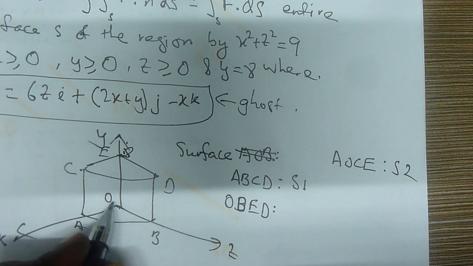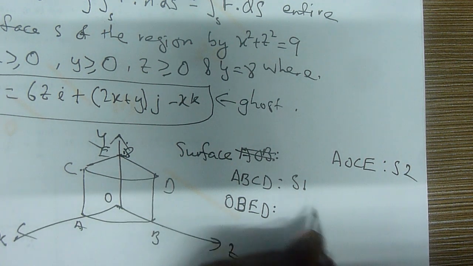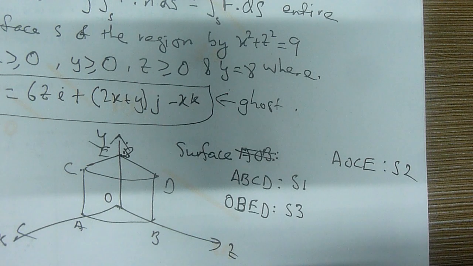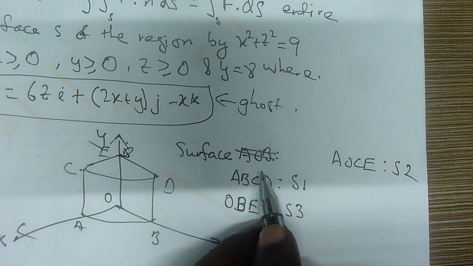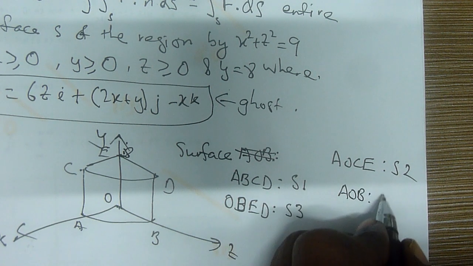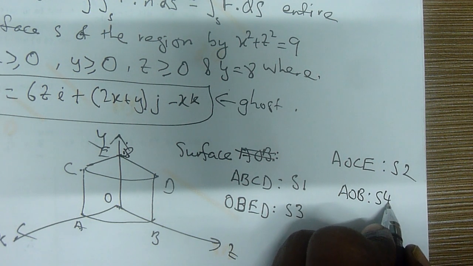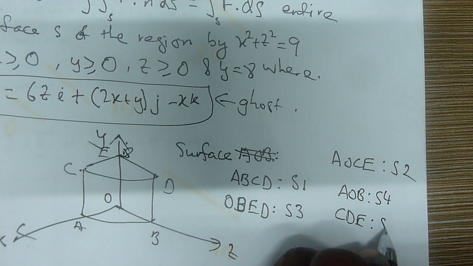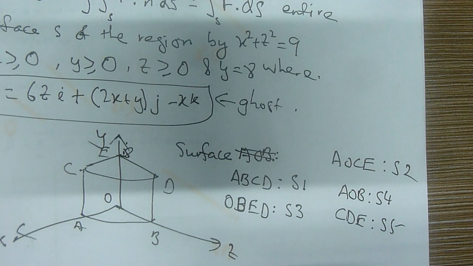OBED, I call it S3. Later I will get back to this one. This one is AOB, S4. CDE, I call it S5. These are the surfaces that we identify here.